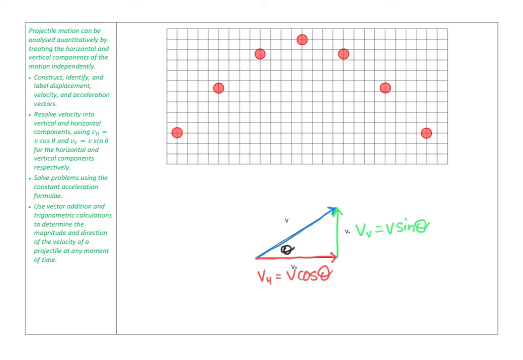In terms of this first dot point, I guess we've sort of jumped into the second. Construct, identify and label displacement, velocity and acceleration vectors. Let's say if we were talking about the displacement in this first part of the journey here. So let's use blue for displacement. That there would represent the displacement.